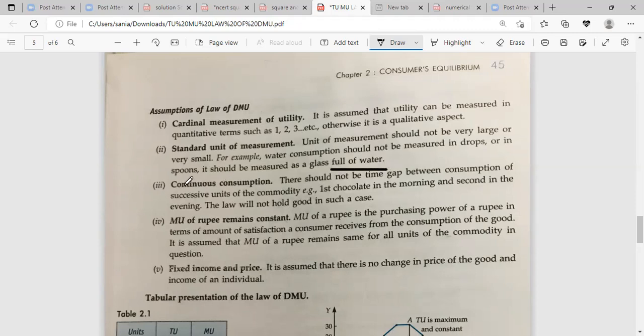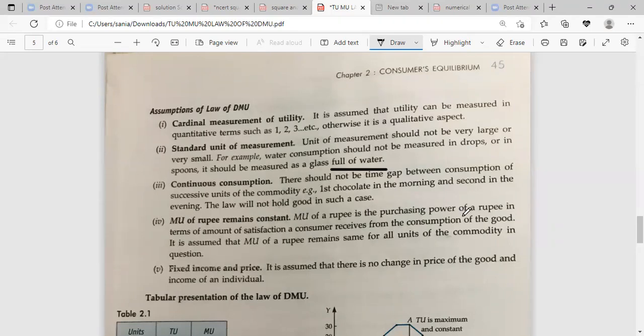Okay. Next, continuous consumption should be there. There should not be a time gap between the consumption of successive units of a commodity. First chocolate in the morning and second in the evening. The law will not hold good in such a case. So there should be no time gap. Okay. Third, MU of rupee remains constant.